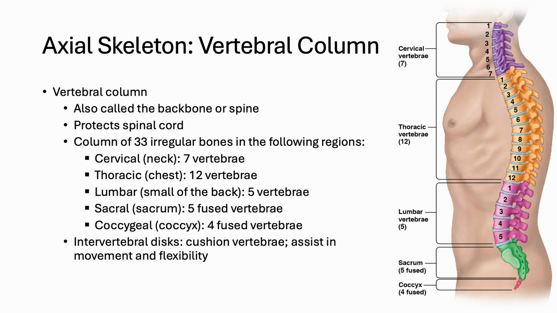Intervertebral discs of fibrocartilage separate adjacent vertebrae, providing cushioning, shock absorption, and flexibility. The vertebral column not only protects the spinal cord, but also serves as the central support for posture, allowing bending, twisting, and weight transfer from the upper body to the pelvis and lower limbs.